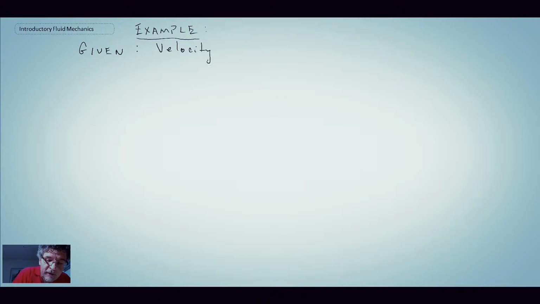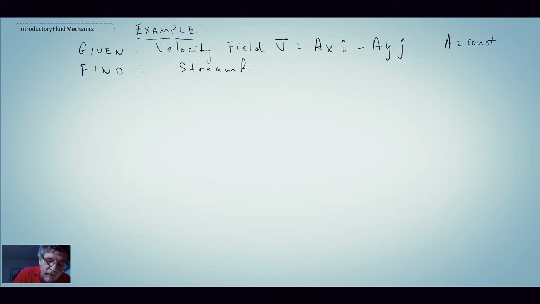So let's assume that we're given a velocity field. And A here is going to be a constant. And A equals a constant. And what we're told to do is to find the stream function. So we're going to try to find the stream function given this analytic velocity field that we've been given.